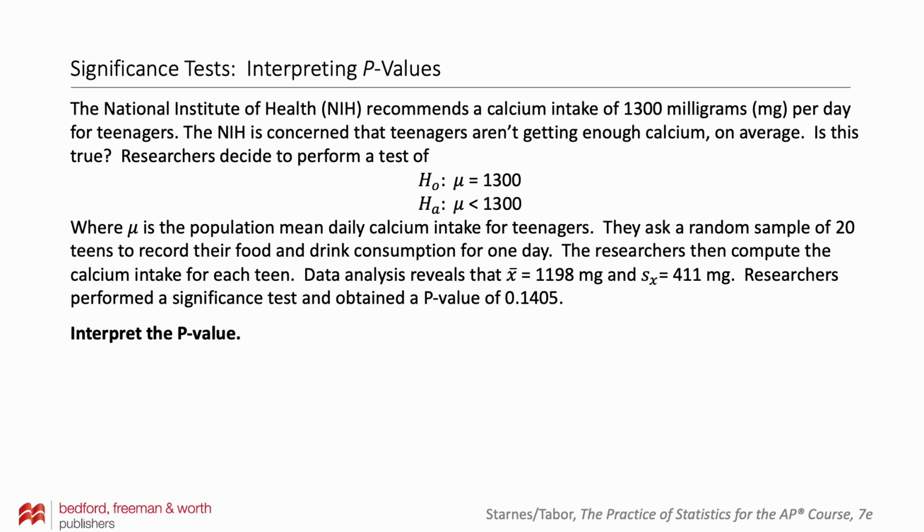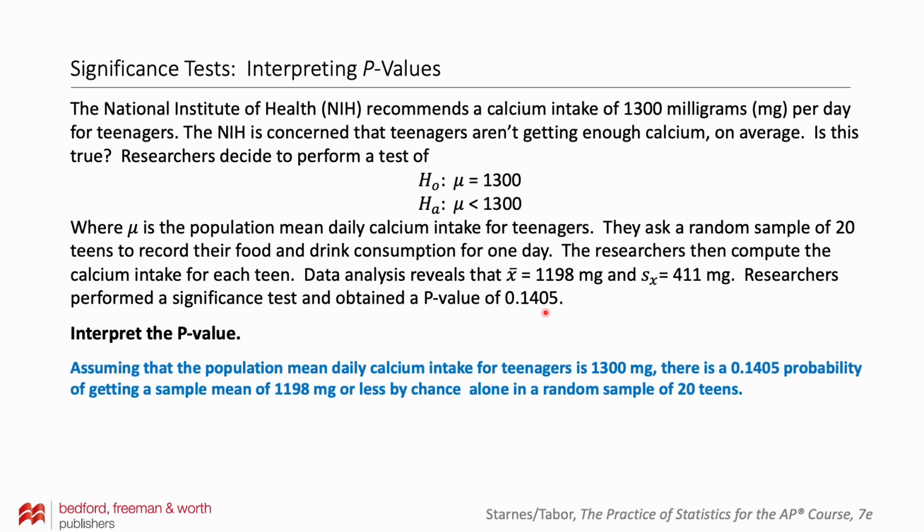Now, how do we interpret our p-value? Here they gave us our p-value, which was 0.1405. Assuming that the population mean daily calcium intake for teenagers is 1,300 milligrams, there is a 0.1405 probability of getting a sample mean of 1,198 milligrams or less purely by chance alone in a random sample of 20 teens.